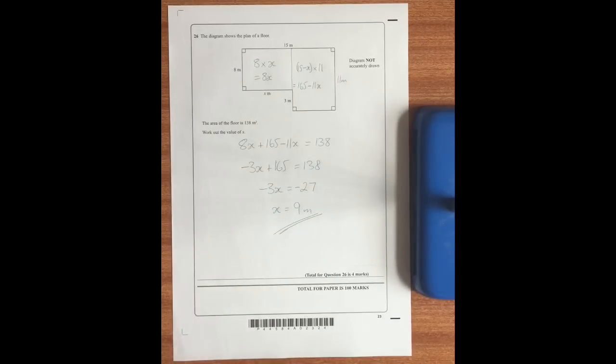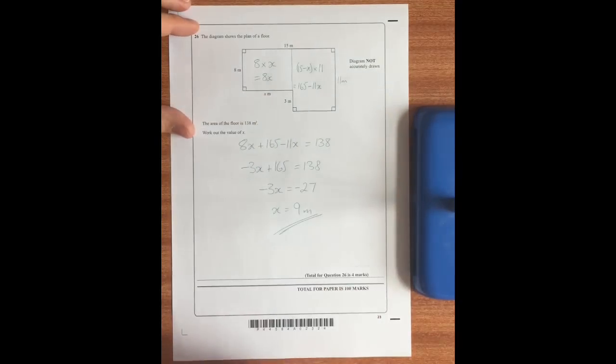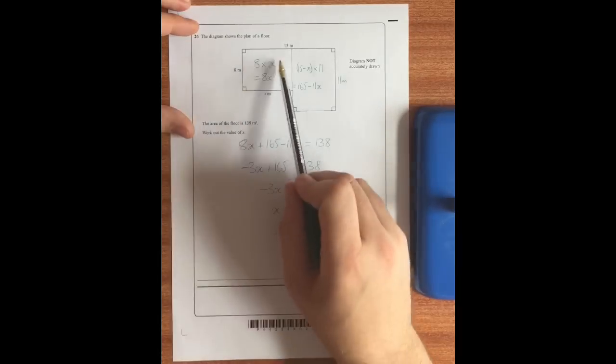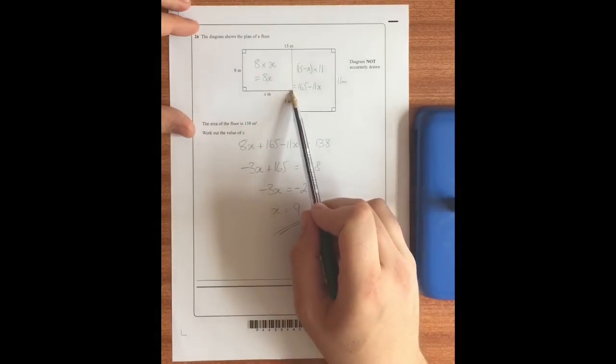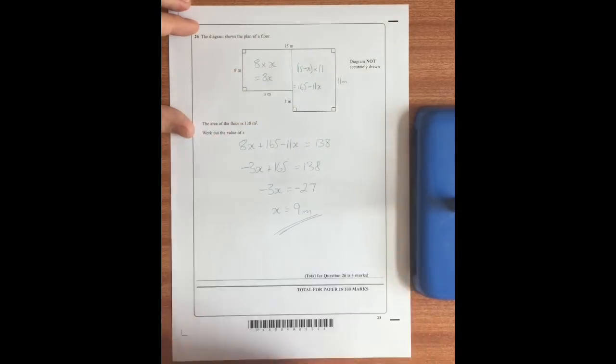Question 26. The diagram shows the plan of a floor. The area of the floor is 138 metres squared. Work out the value of x. The difficulty here is that we don't have this side here, which we really need. But to work out the area of this L shape, we need to split it into 2 rectangles. You could have split it across that way if you wanted, but I've decided to split it that way.